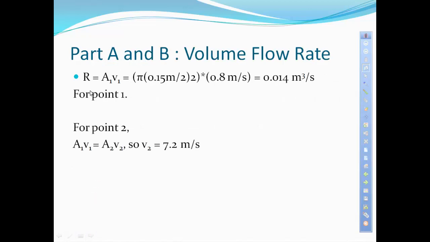All right, so here is our answers to part A and B. The first part wants to find the volume flow rate, and it's 0.014 because all we did was multiply our area at the first point times the velocity at the first point. Now that has to equal that at the second, so for part B, finding the speed at the second point is going to be 7.2 meters per second.